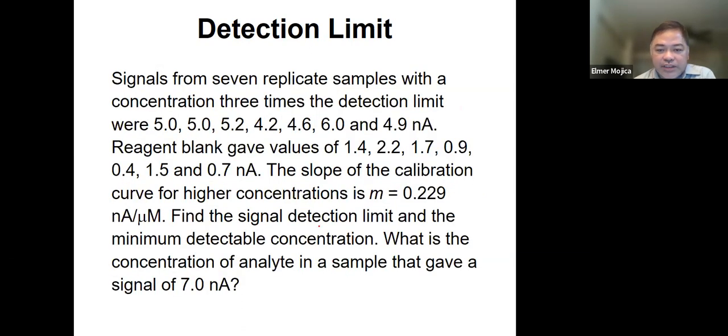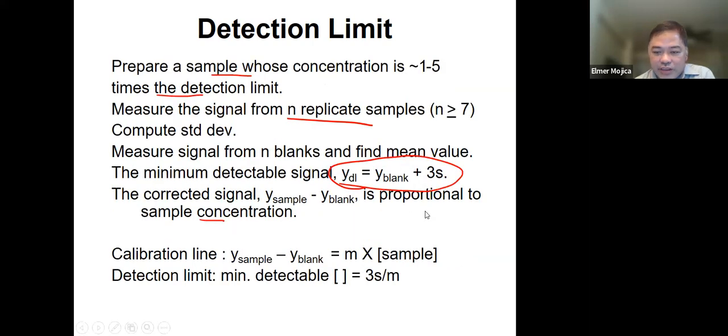To find the signal detection limit, YDL is the one that we're looking for. So we have what? 1.26. Okay. Plus 3 times, ano yung ano natin? 0.56.